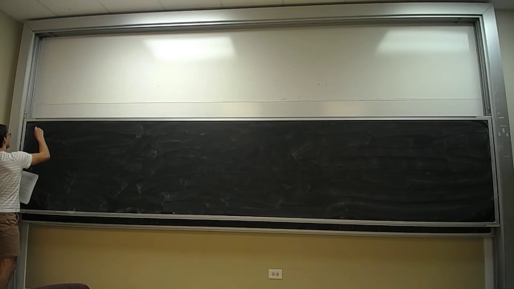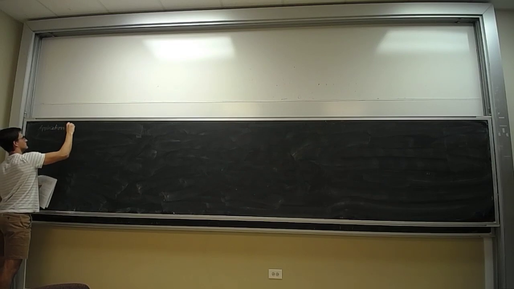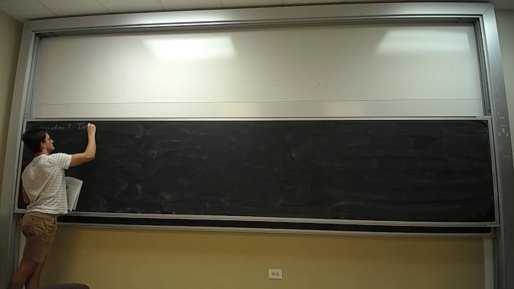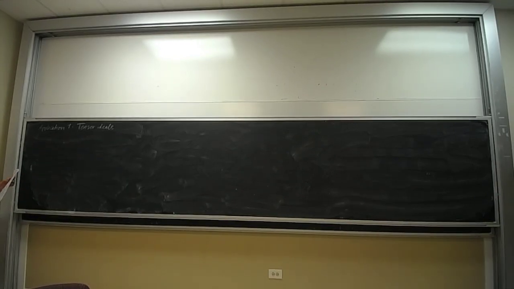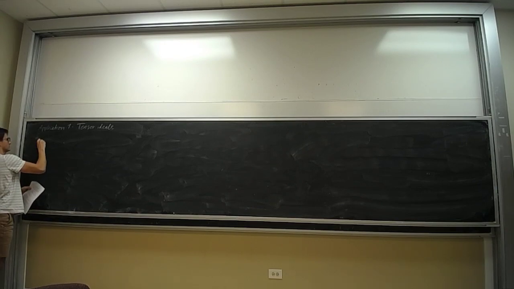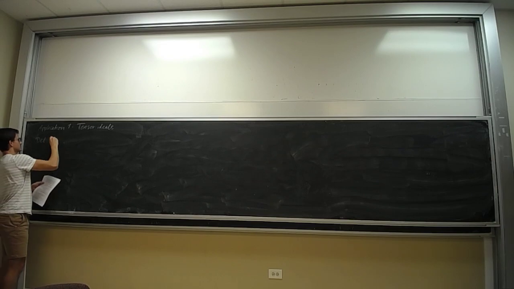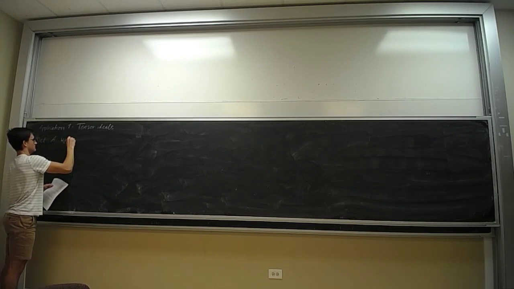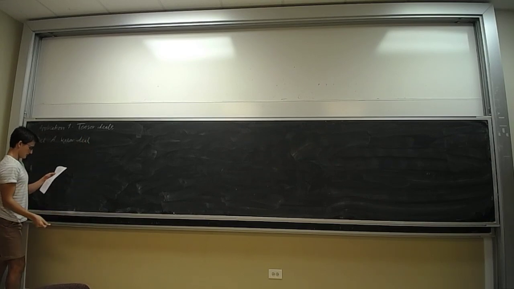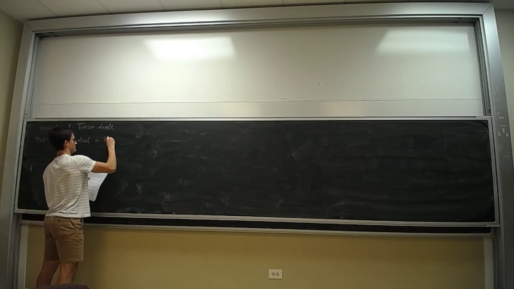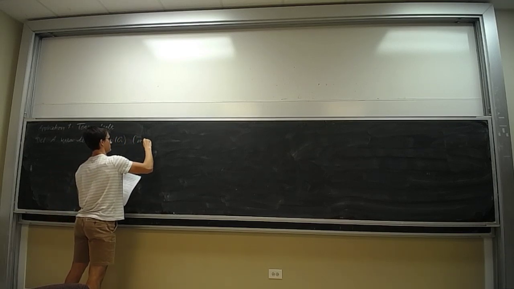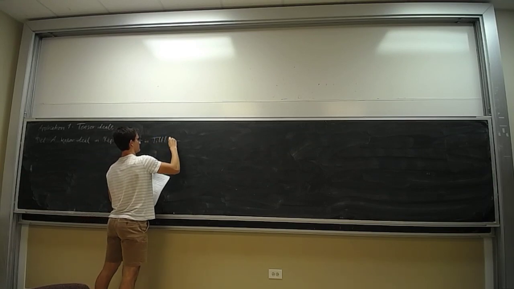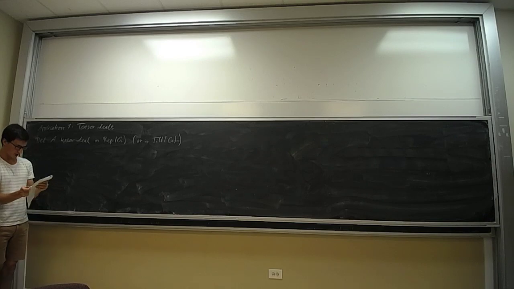So, application 1. This is tensor ideals. And why don't I just start and tell you what a tensor ideal is? So a tensor ideal in rep of G, say. It might be in rep of G, it might also be in tilt of G. So I'll give the definitions this time.